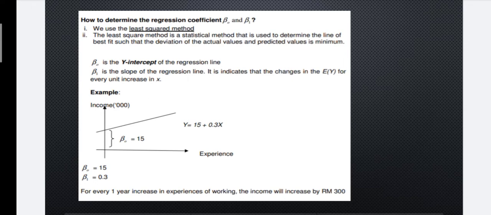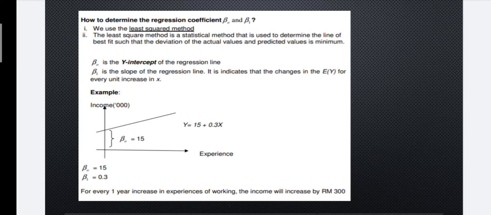Kenapa kita gunakan this method untuk estimate the parameter. But actually, we also have the other methods, which are MLE dan juga MOM. So, maybe in the next level, maybe master ke, you akan belajar lah the other methods ni.